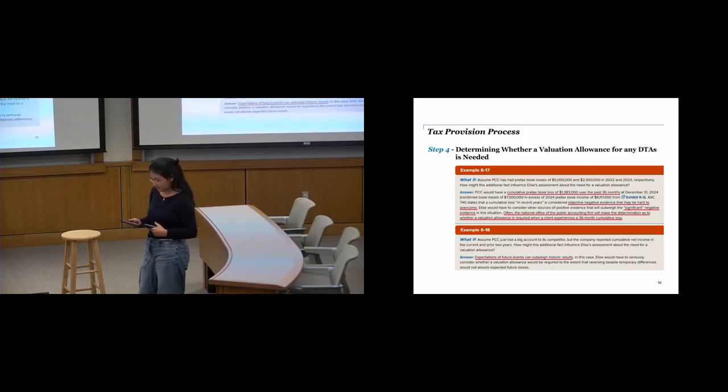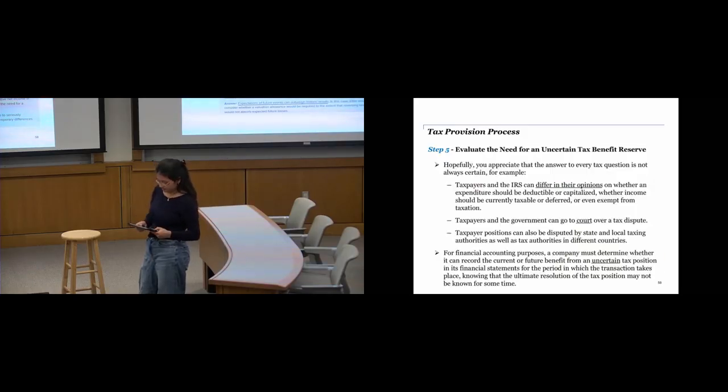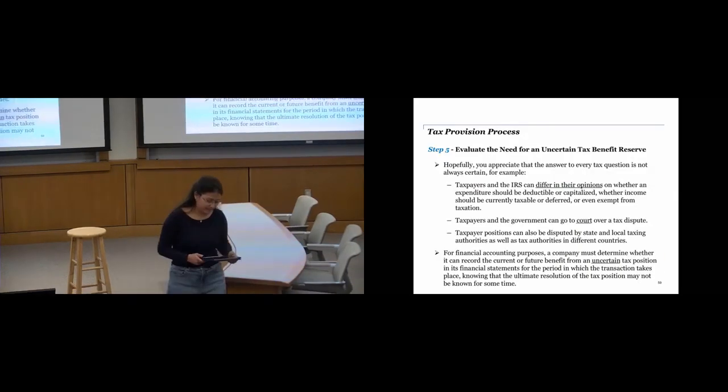So what would we do in this case? In this case, we would have to seriously consider whether a valuation allowance would be required to the extent that reversing taxable liability expenses will not absorb future losses. Yeah, so if the reversal of that deferred tax liability for that accelerated depreciation we took for tax purposes is enough, I may be okay. But I also have to layer that in with the results of losing the business. Okay, so that's step 4.